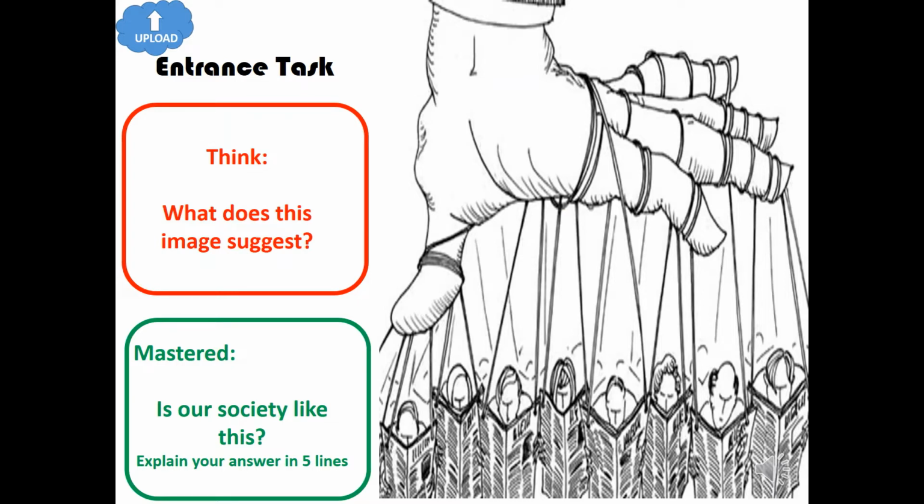So Year 8, here's your entrance task. Look at the image, the large hand attached to the string attached to the newspapers, everyone's reading the newspapers. What does this image suggest? Then go a bit further. Is our society like this? How? Why? Provide an example to expand on your answers.